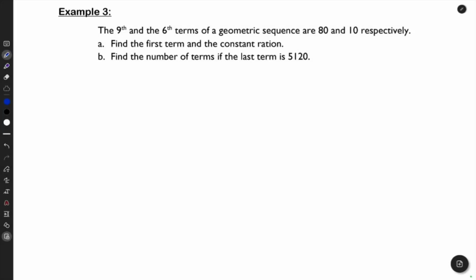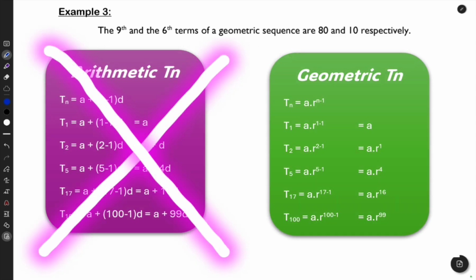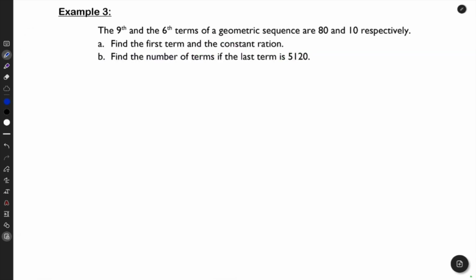Example 3. The previous two was arithmetic. Example 3 is now going into geometric. So now we are going to use the other formulas, not a plus something d. Now it's going to be ar to the power of something. So they're telling me T9 is equal to 80 and T6 is equal to 10.